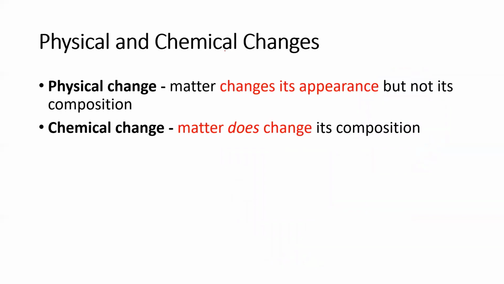So again, physical changes, it's the same substance. You might have changed its appearance, right? Squishing it in a ball, ripping it, it's still a piece of paper. A chemical change is where you actually change its composition. So me lighting the paper on fire, it's no longer paper.